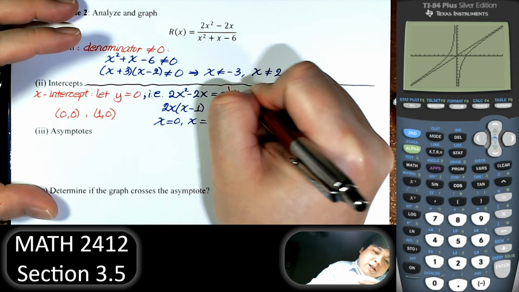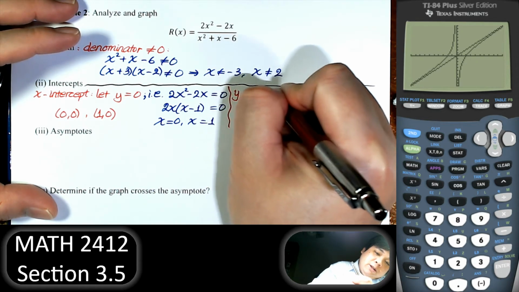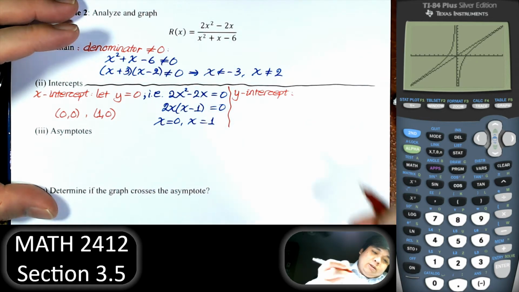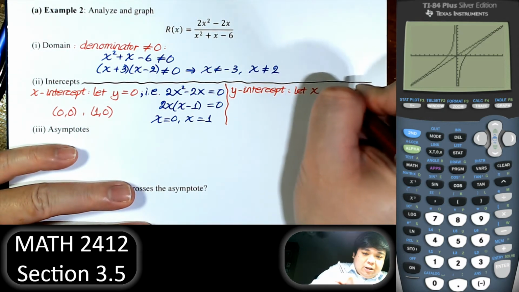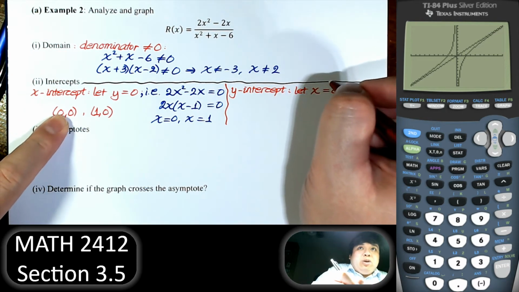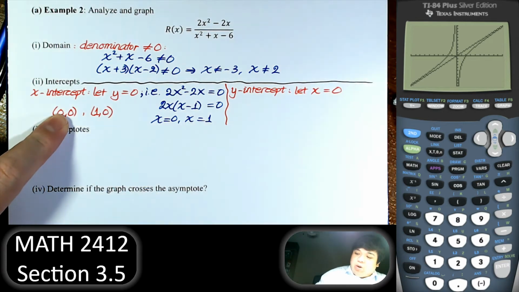Now for the y-intercept, we let x equal to 0. Well, when x equals 0, then y equals 0. Well, that is obvious.